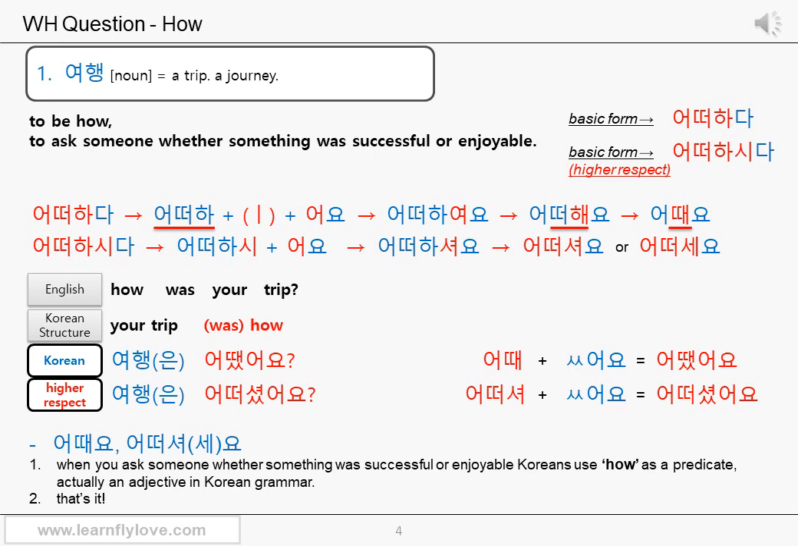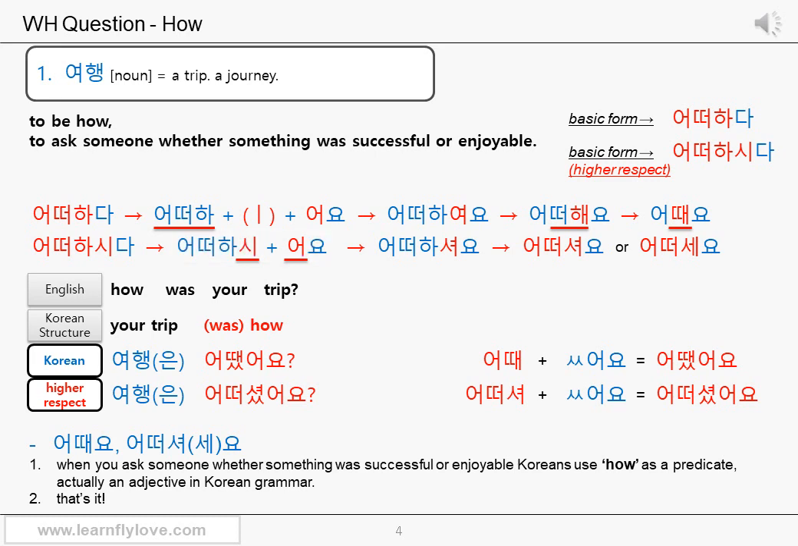Okay? Very good. Then let's take a look at how to make the higher respect form. The very basic form of the higher respect form of 어떠하다 is 어떠하시다. The stem is 어떠하시. Since the last letter of the stem 시 has the neutral vowel 이, 어 sound should be added to be combined with the suffix 요.